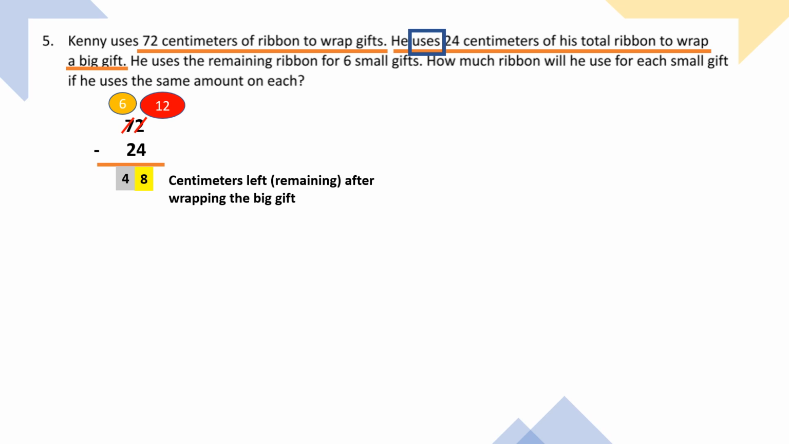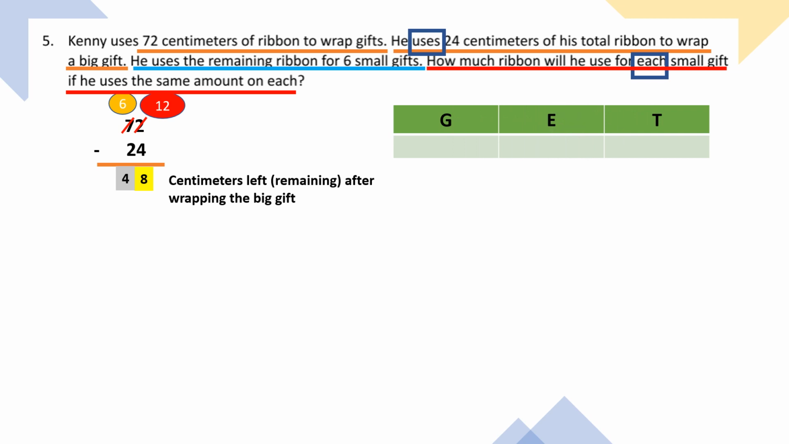Now, we've only read the first two sentences, and we still have more information. So let's keep going. He uses the remaining ribbon, that 48 centimeters, for 6 small gifts. How much ribbon will he use for each small gift if he uses the same amount on each? There's that key word, each. So that means that we need a get chart.